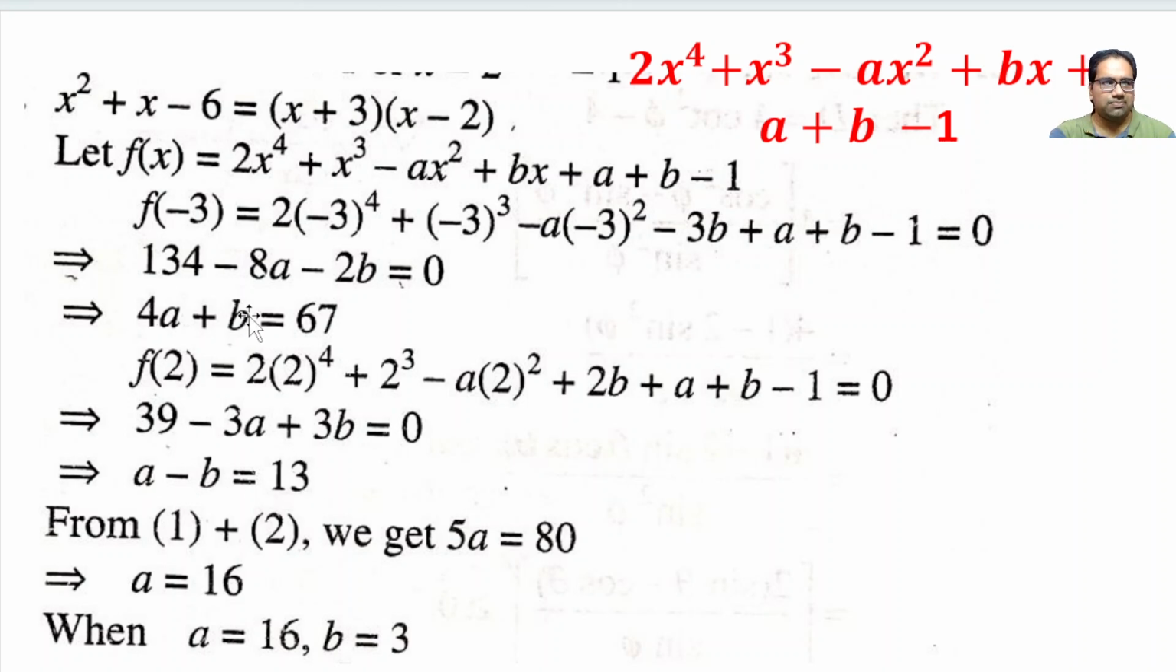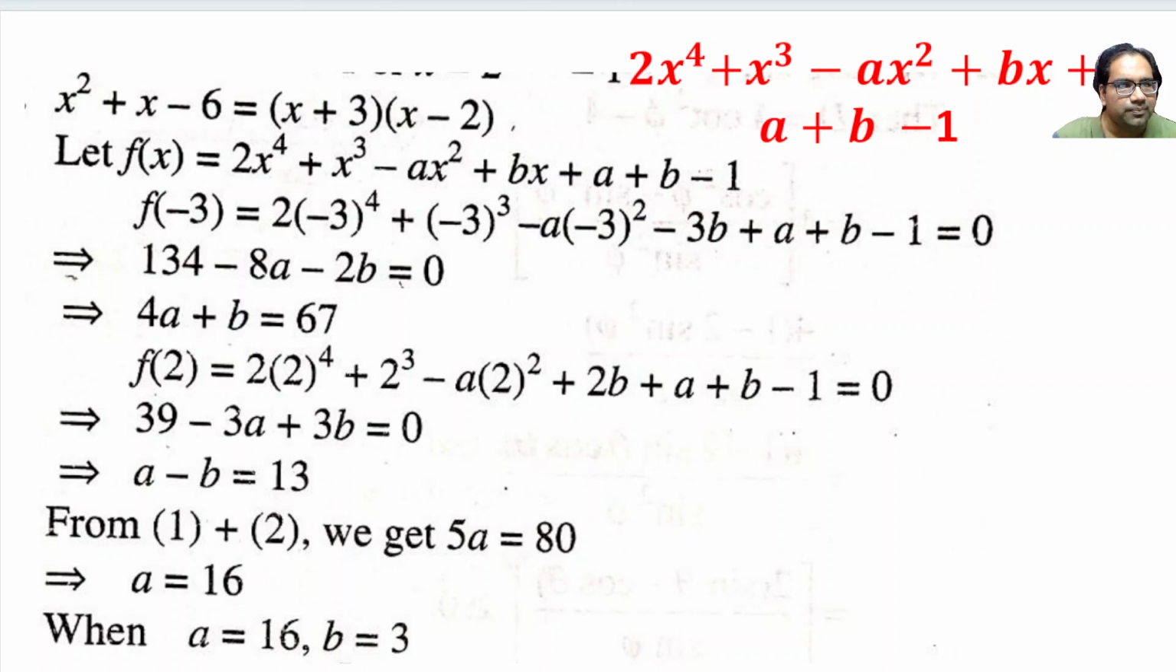So we have 4a plus b equals 67, and a minus b equals 13. We can add both of these. We'll get 67 plus 13, which is 80. 4a plus a, which is 5a, equals 80. That means a equals 16. And a minus b is 13, that means b equals 3.